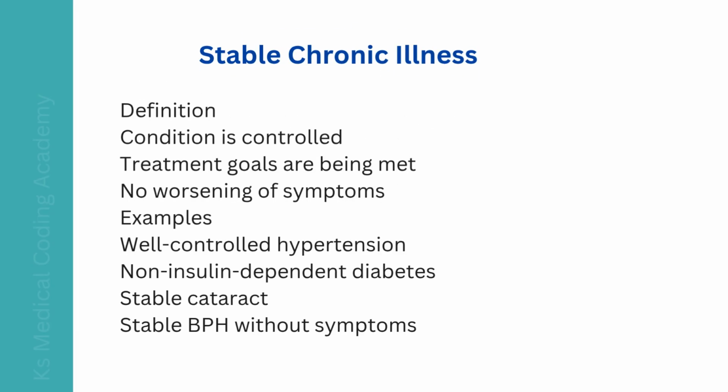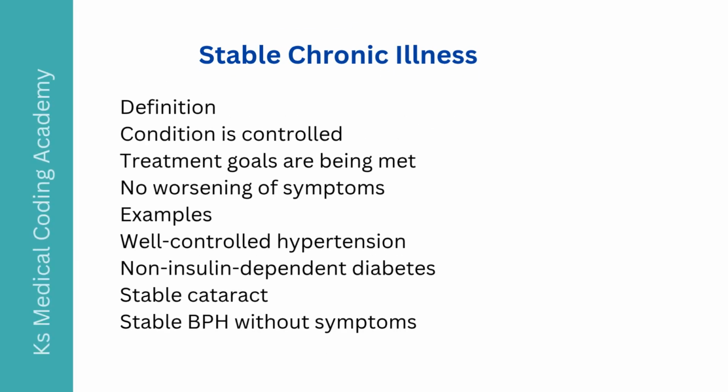A stable chronic illness is a condition that is well controlled and meeting treatment goals. The patient has no significant worsening of symptoms or complications. Examples include controlled hypertension, stable diabetes, stable cataract, and stable BPH. Remember, stable means controlled, not cured.